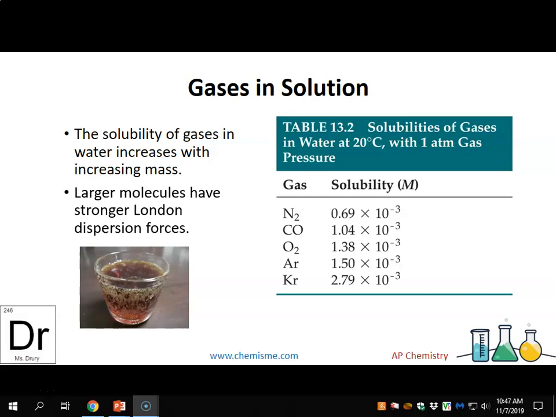So in the example you have on the right, I have the gases in order of increasing mass. Nitrogen weighing the least, and it has the least solubility. Krypton weighing the most, and it has the most solubility of the few that I've listed. So as the force increases, it dissolves better in water, which has an increased force.